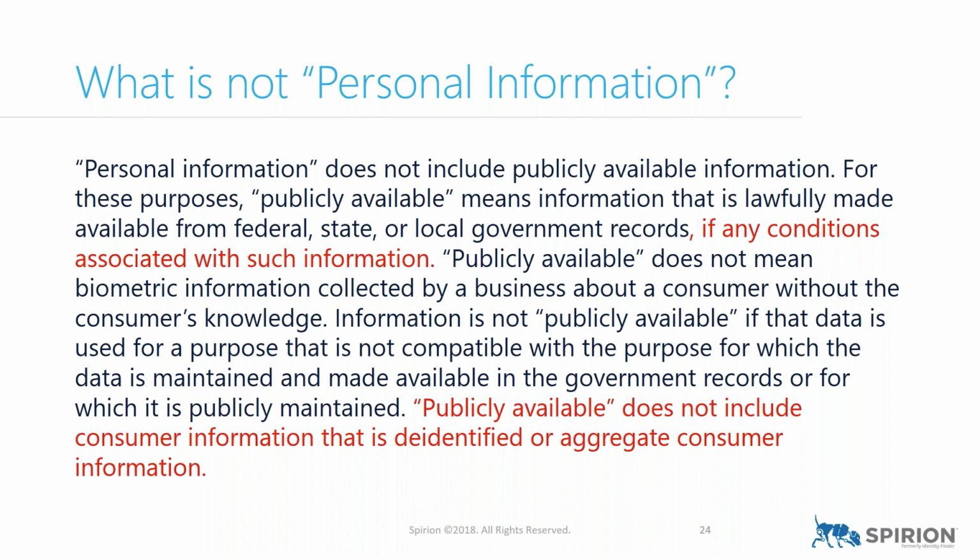Also, another bug here potentially, where it says at the bottom, publicly available does not include consumer information that's de-identified or aggregate. I think what they meant is personal information does not include consumer information. So again, a lot of this, if you go to Eric Goldman's blog, he goes into great detail about some of these inconsistencies. I'm pointing out a couple, but if you really are curious about this, you'll find that there's quite a few. So the net of it is that if it's publicly available, it's not personal information. Not terribly surprising, but really things that are publicly available, state, federal government records.